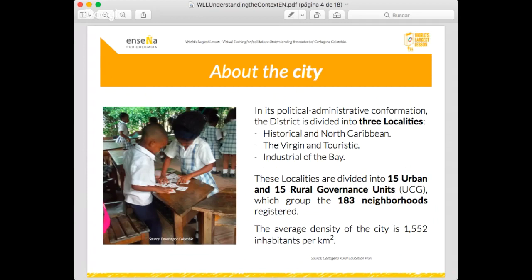The localities are the Historical and North Caribbean, the Virgin and Touristic, and the Industrial of the Bay. These localities are divided into 15 urban and 15 rural governance units, and 188 neighborhoods. In general, Cartagena is not really big, and later at the end of the session I want to show you a map so you can locate where the hotel for the IC will happen and where the historical downtown is, which is basically where everything moves around.